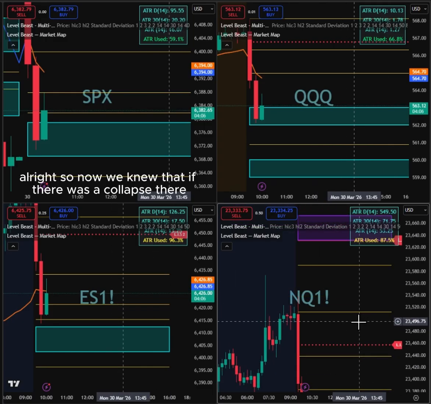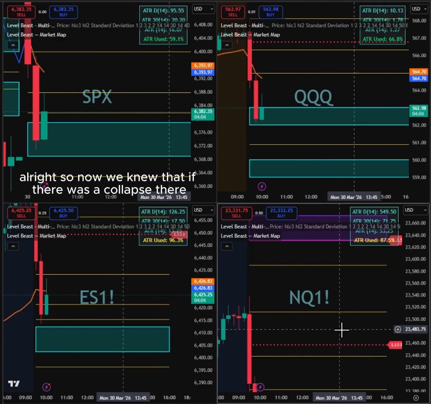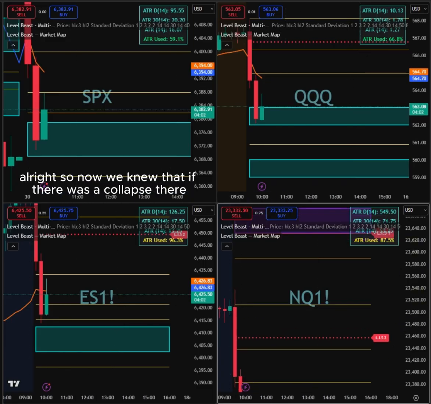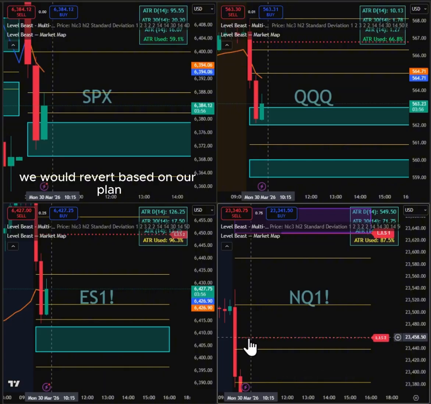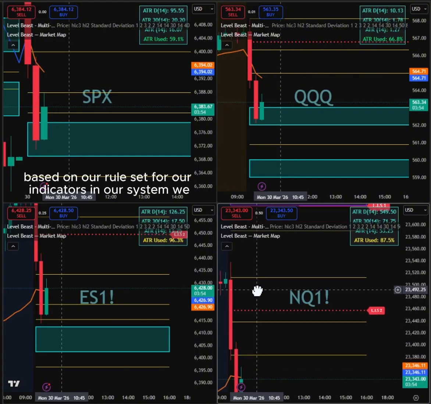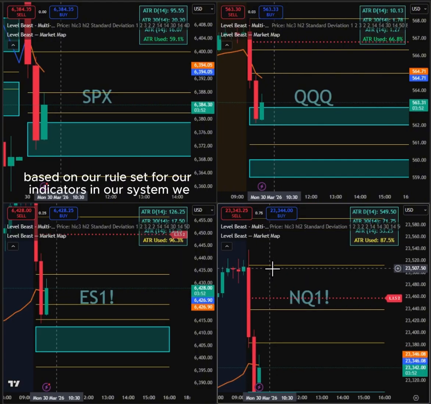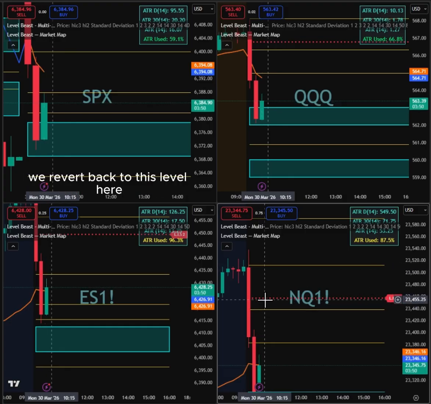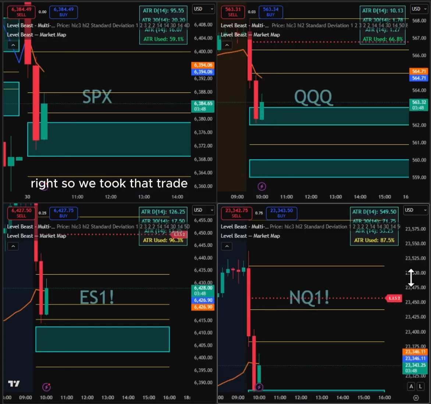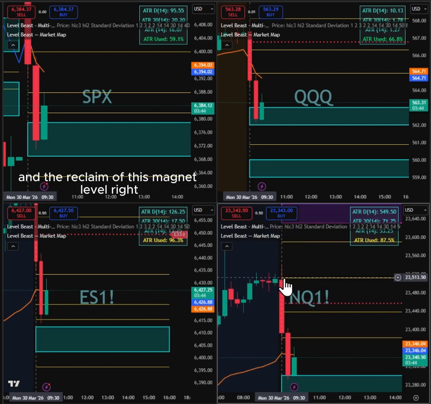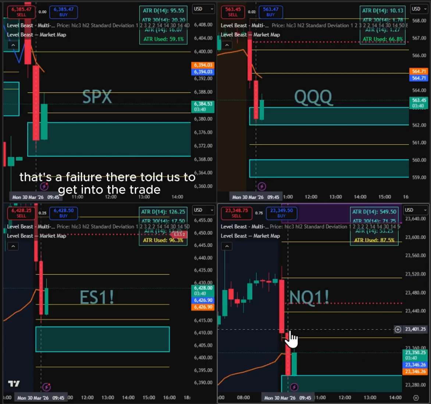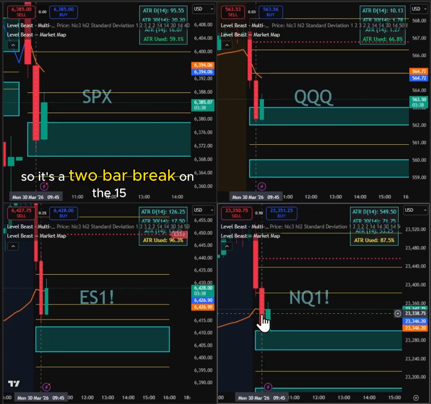LIS2, all right? So now, we knew that if there was a collapse here, based on our plan, based on our rule set for our indicators in our system, we would revert back to this level here, right? So we took that trade, very simple. And the break and the reclaim of this magnet level, that's a failure there. It told us to get into the trade, come back down, right? So it's a 2-bar break on the 15.